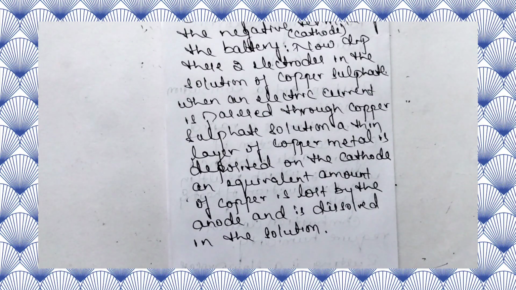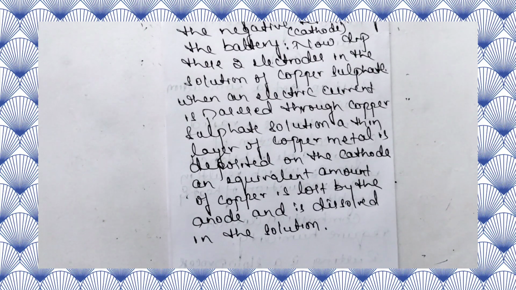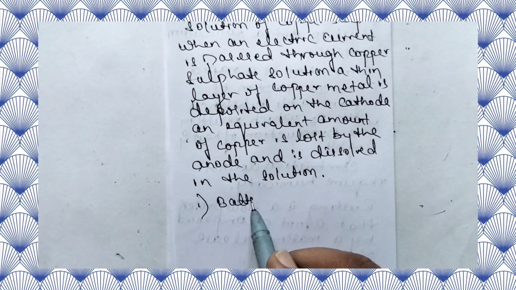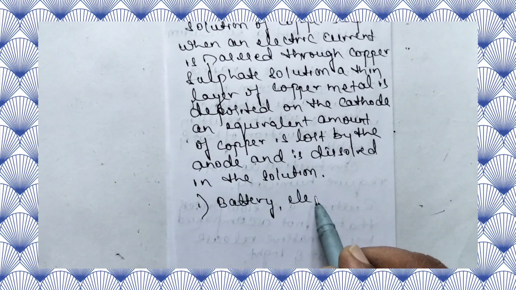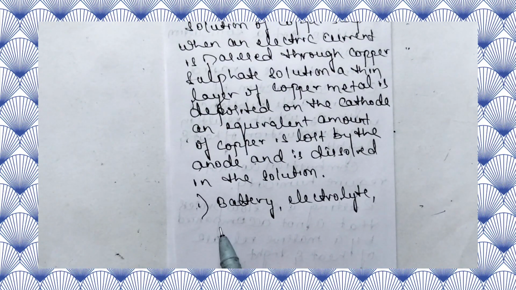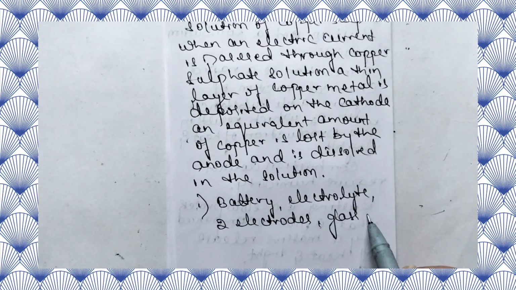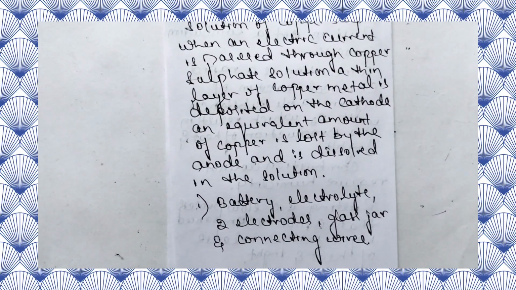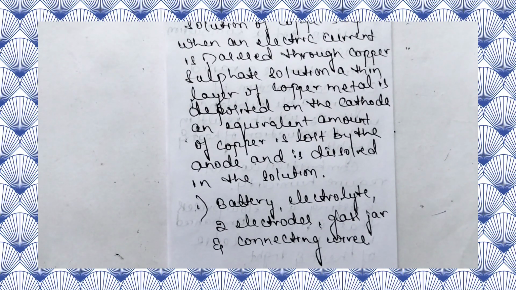Inside it, he has asked to name the substances used for electroplating. So for electroplating, you have to use a battery, then an electrolyte. Then two electrodes, one is cathode and another one is anode. Then you have to use the glass jar and you have to use the connecting wires. So these are the things that you have to use for electroplating.